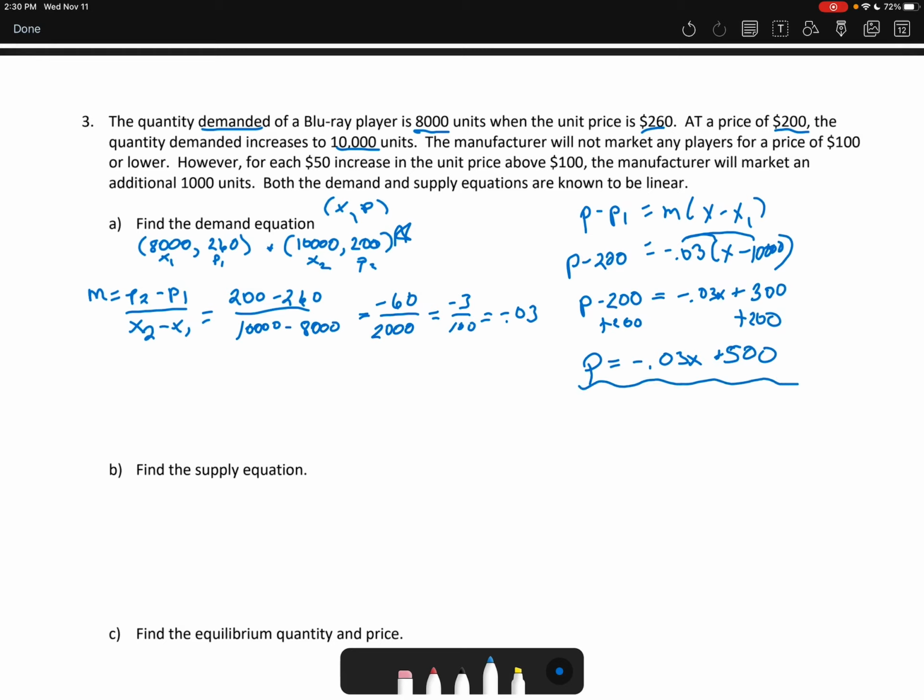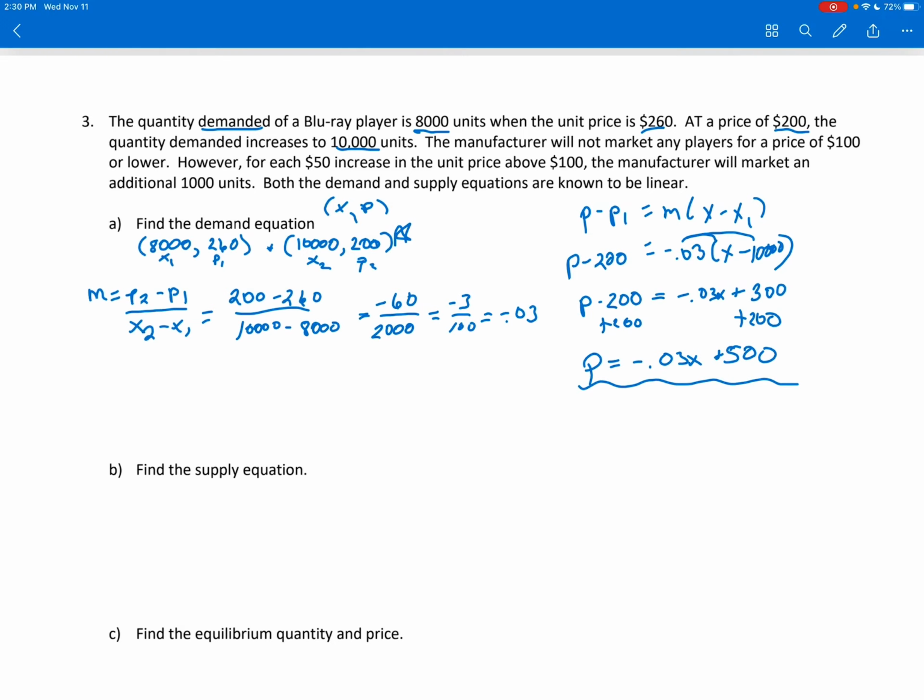Okay, the next question says to find the supply equation. So now we're going to flip focus and look at supply. It says the manufacturer will not market any players at all for a price of $100 or lower. However, for each $50 increase in the unit price above 100, the manufacturer will market an additional 1,000 units. Okay, and we know that these are both linear. I took that for granted to do part A, but we do know that it is.